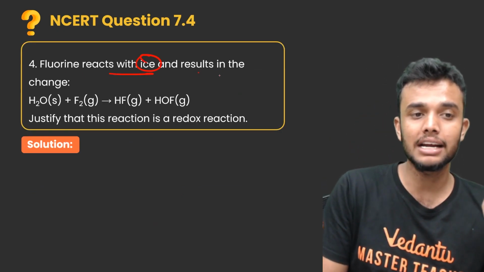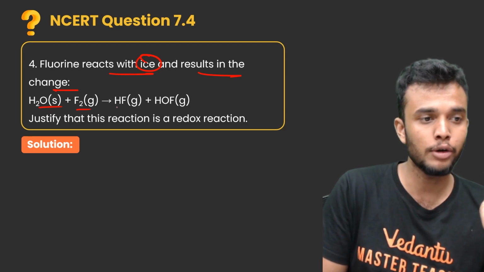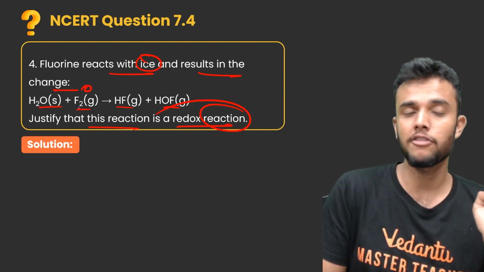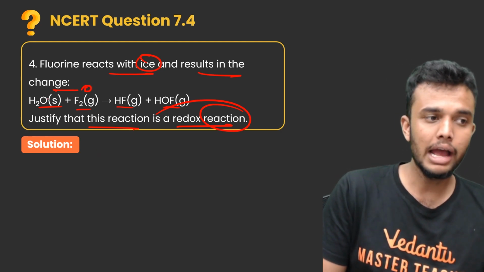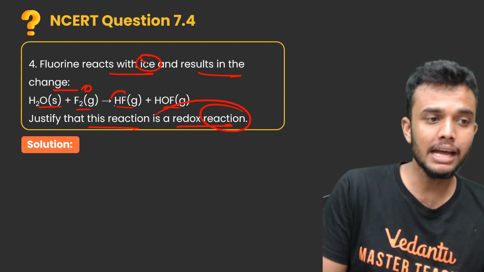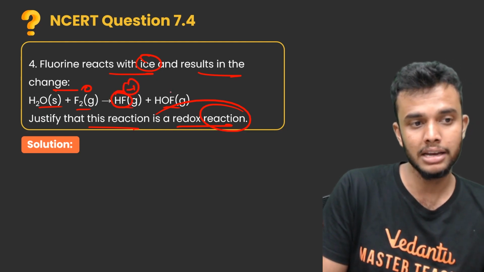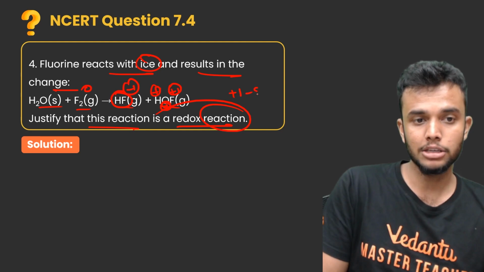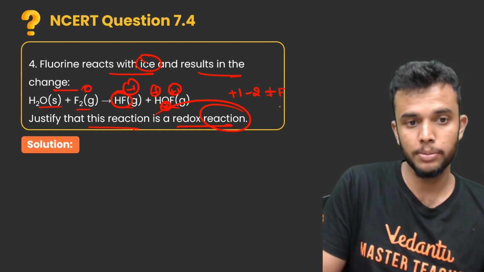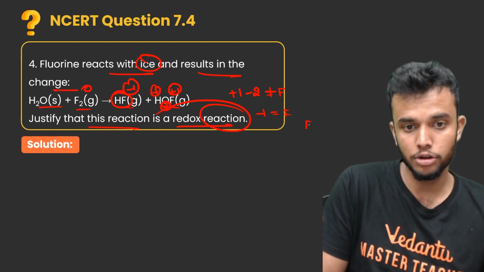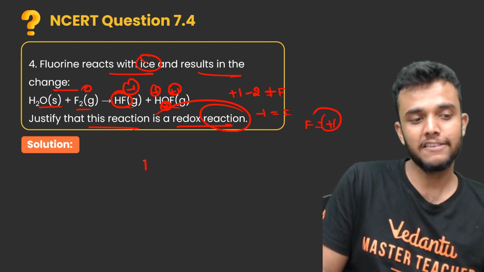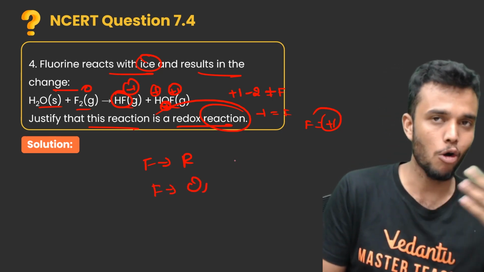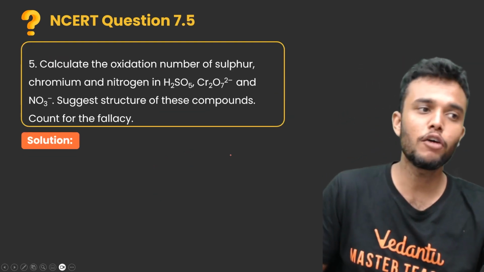Fluorine reacts with ice and results in the change: H2O, F2, HF. Justify that the reaction is a redox reaction. Here what is the valence of F? It's 0, right? The fluorine molecule is 0. In H2O, here it becomes minus 1 and it becomes plus 1. Okay, here plus 1, this is minus 2. Plus 1, minus 2, that is equal to fluorine. The fluorine molecule is nothing but minus 1, and F is equal to plus 1. Here fluorine undergoes reduction as well as oxidation. That's why this is a redox reaction. Okay, let's move to the next one.